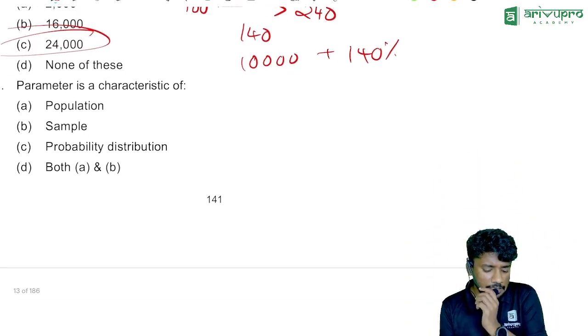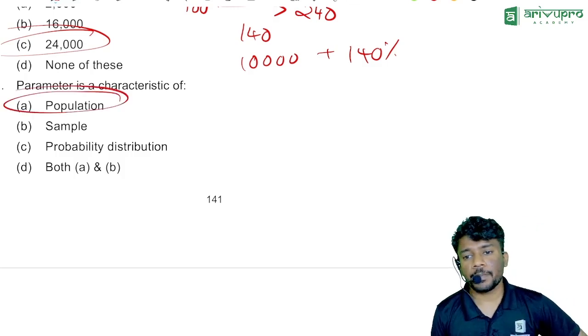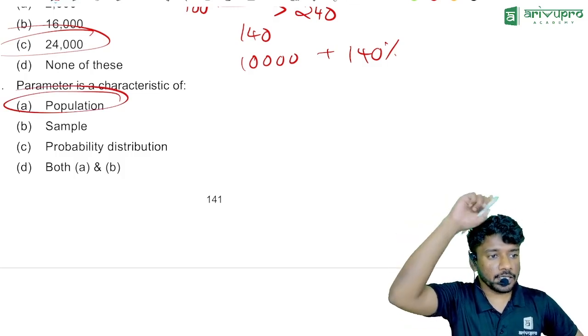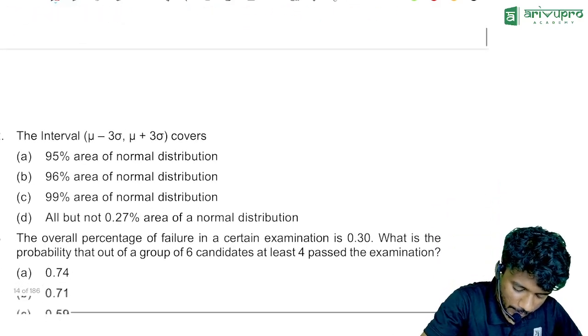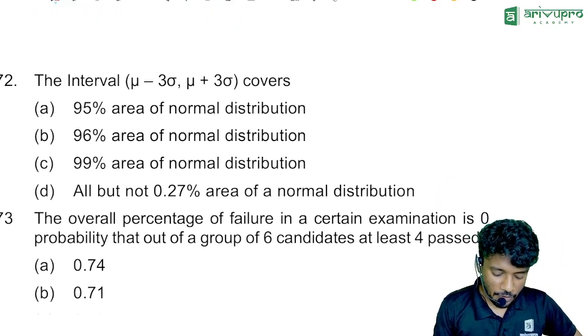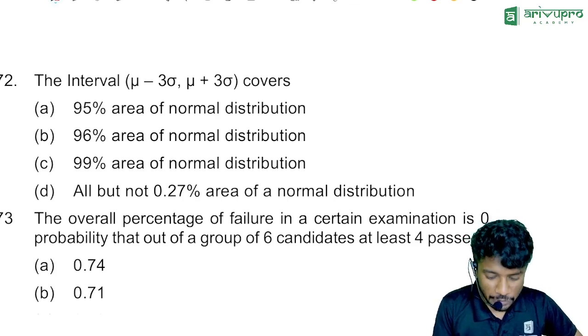Parameter is a characteristic of what? Population. Parameter is a characteristic of population. Yes, yes, yes. Any doubt? Next one. Option C, Option D. Do you remember?